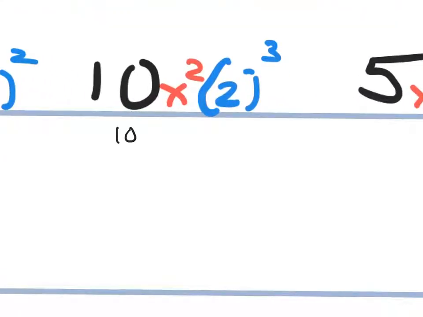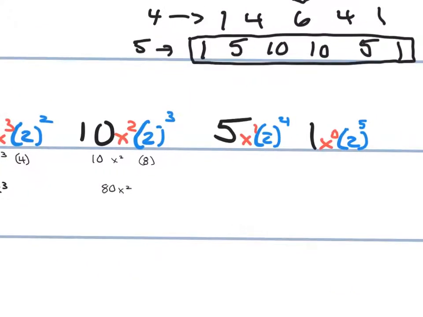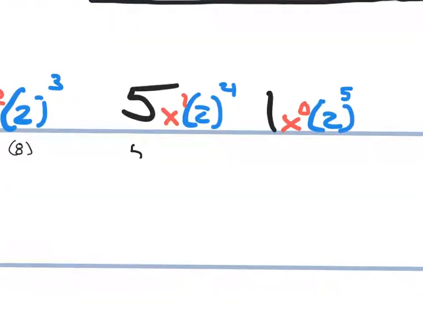Next up, 10 times x squared times 2 to the third power. 2 times 2 times 2, which is 8, which will give us 10 times 8 is 80, times x squared is 80x squared. Two more. 5 times x to the first power, that's just x, times 2 to the fourth power. 2 times 2 times 2 times 2, which will give me 16.